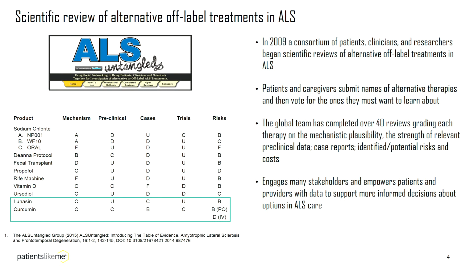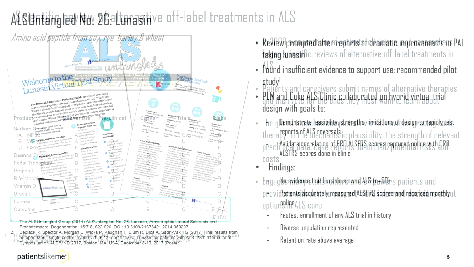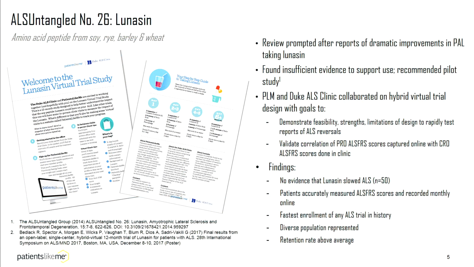And then curcumin, which is another product that's typically found in things like curry and some other products, is something that, again, has some theoretical value to the ALS population. And you can see it also has C's and B's, where the oral formulation of this gets a B for its risk, where the IV formulation gets a D. So those are the ways that we would then begin to think about how we might structure a virtual trial using these particular products. So I'm going to talk to you first about the Lunasin study.